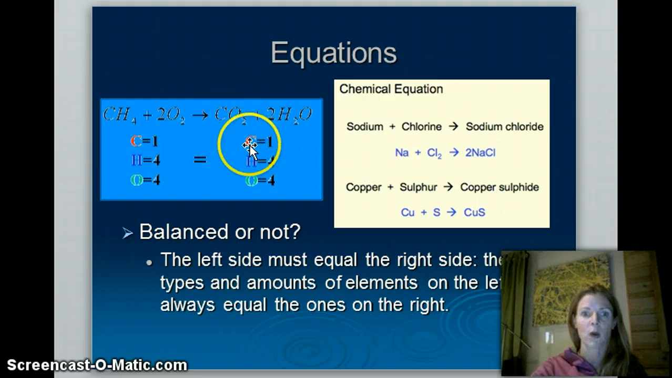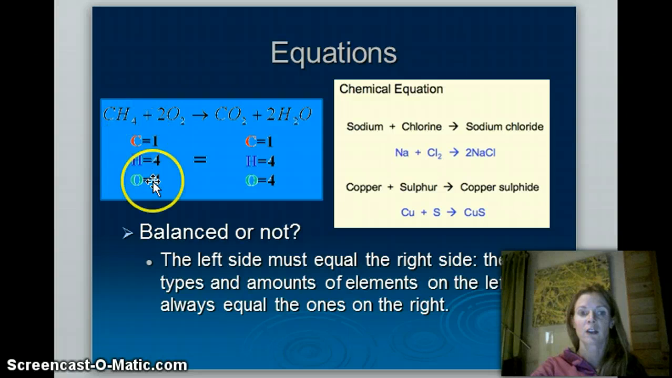Over here, you have 1 carbon. You have 4 hydrogens, so 2 times 2, 4 hydrogens. And then you have 4 oxygens. So you have 2 over here, and then 2 times this one gives you 2. So 2 plus 2 is 4. So you can see that those are now balanced, okay?